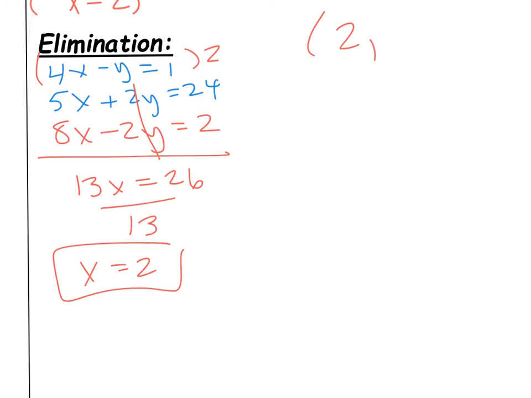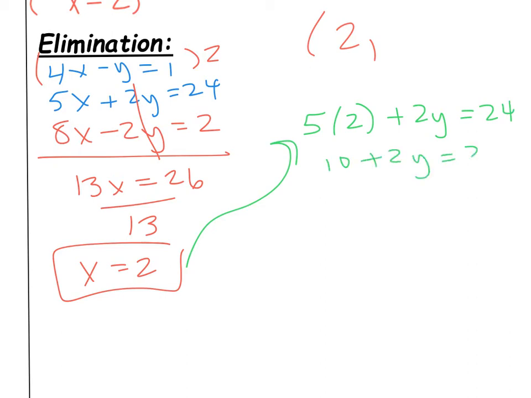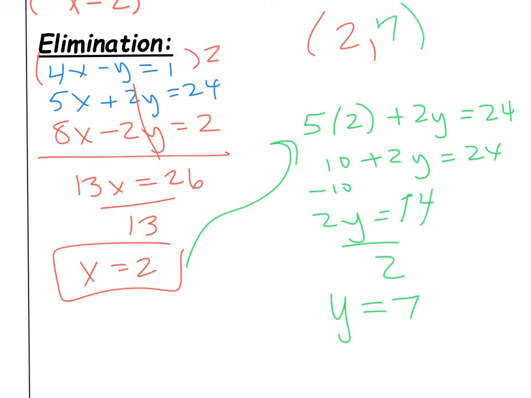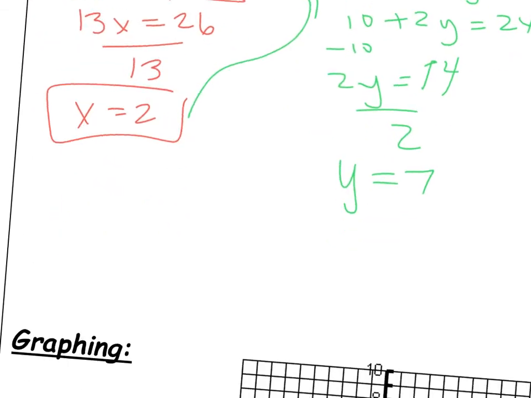Okay, so now with 2, we're going to substitute it into either equation. I'm just going to pick the second one. So 5x, but we know x is 2, plus 2y equals 24. 10 plus 2y is 24. I'm going to subtract 10, so I get 2y equals 14. Divide by 2, I get y is 7, which is the other part of my ordered pair. So this tells me that yes, we did substitution and elimination correctly because we got the same answer.